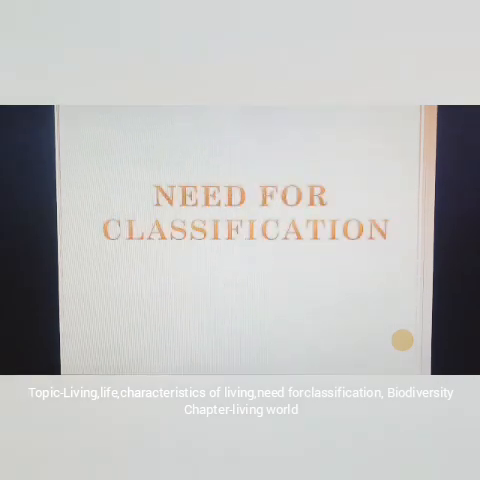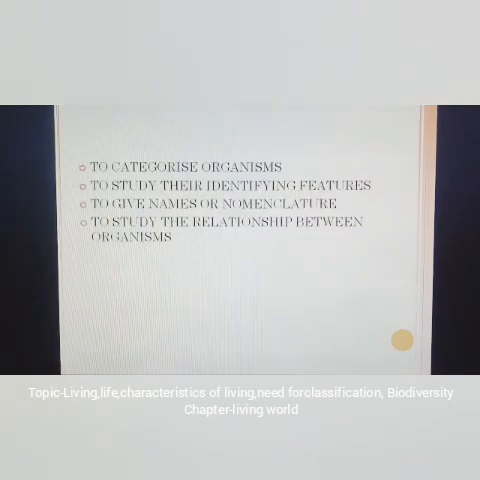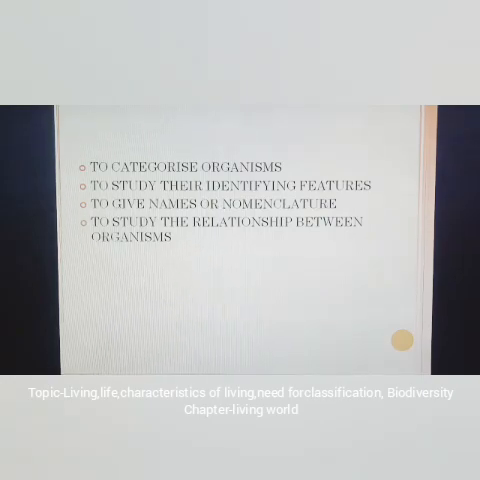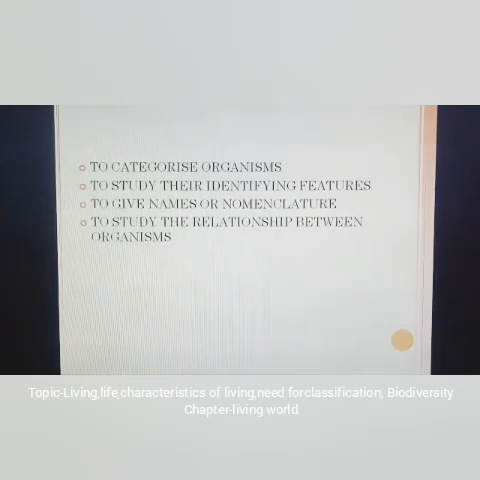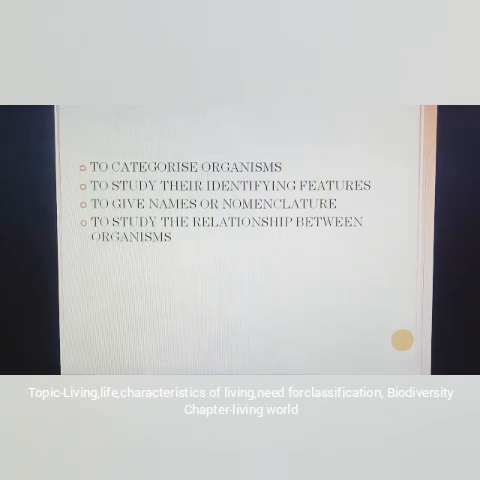Here we will be discussing the need for classification. That means why the classification of organisms is very much needed. There are a few reasons, which I have jotted down here. First thing is to categorize the organisms. The organisms present throughout the world have to be categorized in small groups or small categories, otherwise it's not possible to study about them. So obviously classification is needed for that.